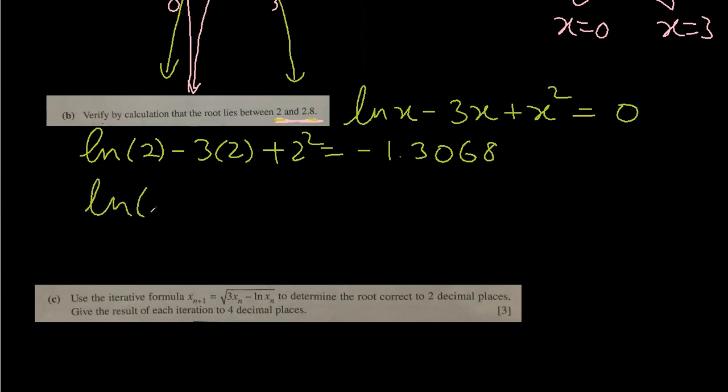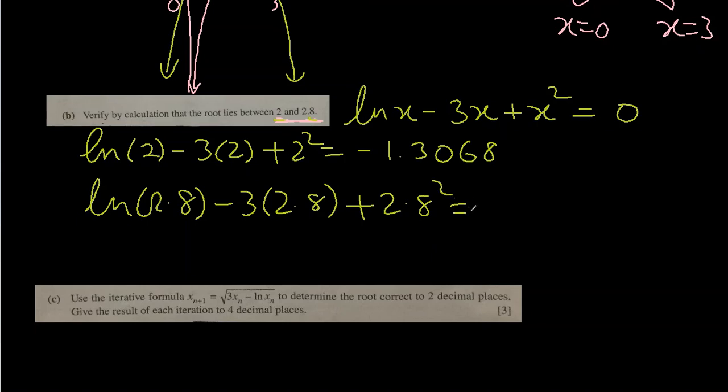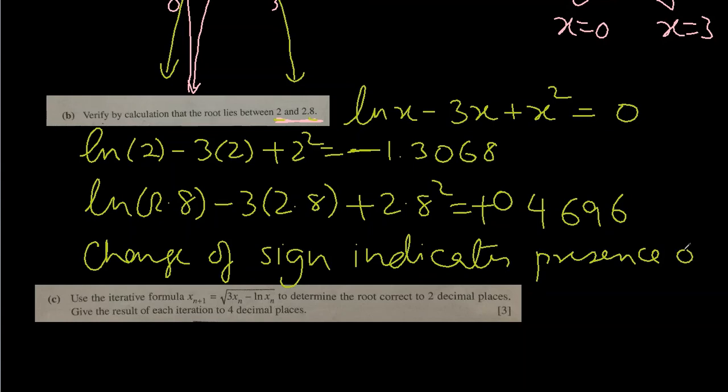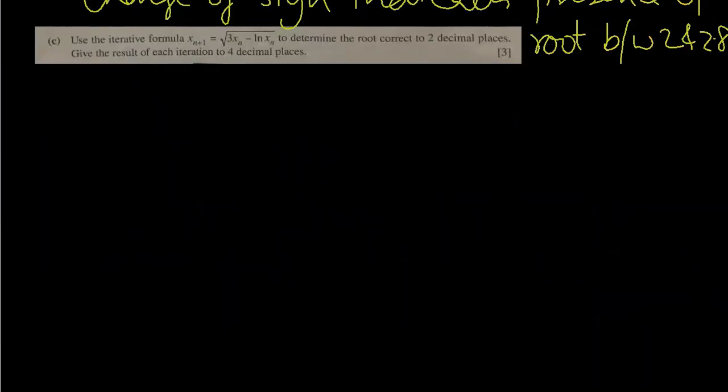When I substitute 2.8, I get 2.8 plus 2.8 squared, and in this case 0.4696. Can you see? This is positive, this is negative. A change of sign indicates the presence of a root between 2 and 2.8.